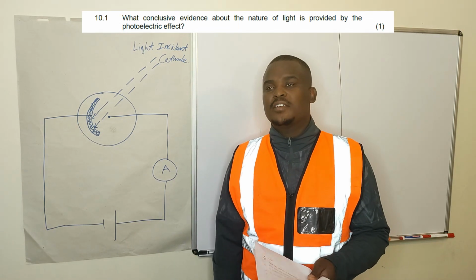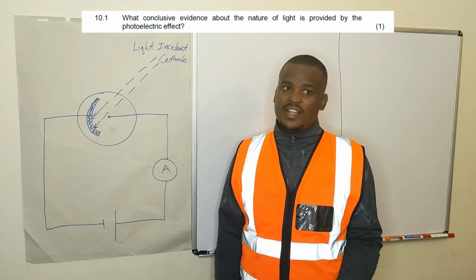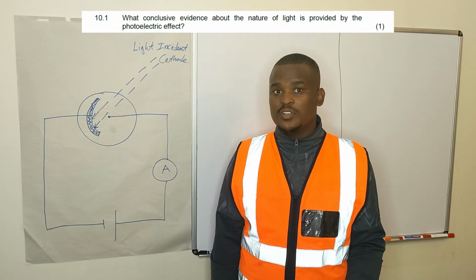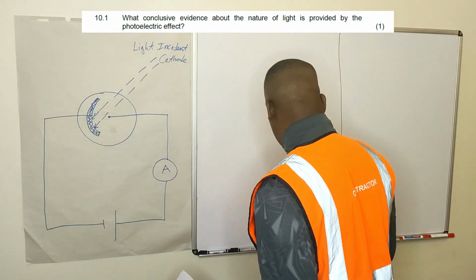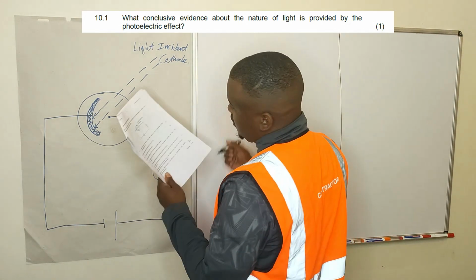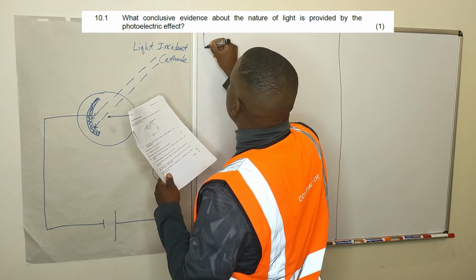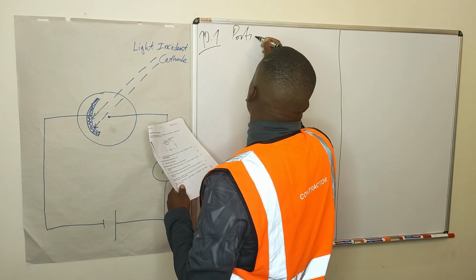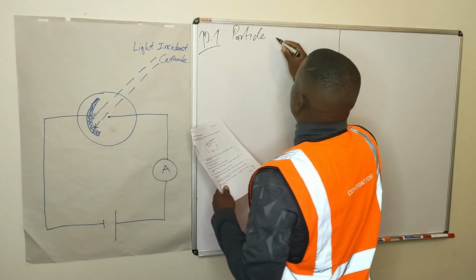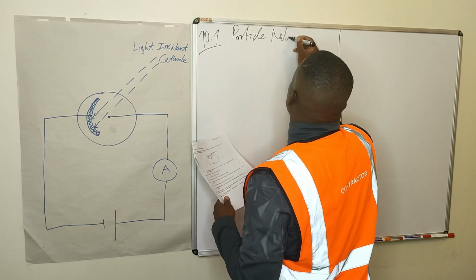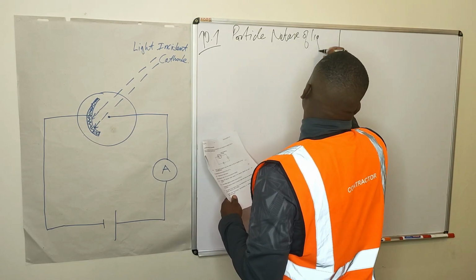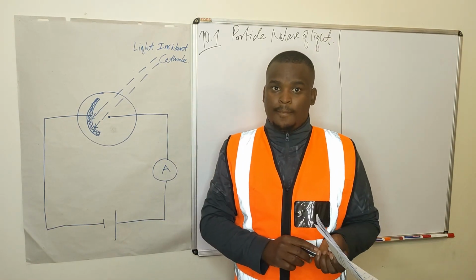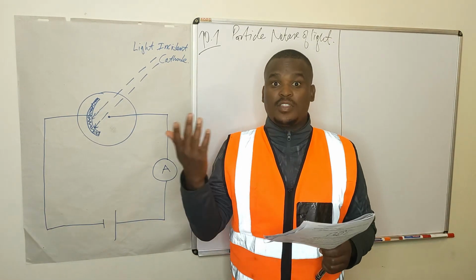So the photoelectric effect, we know from waves that light behaves as a wave, but the photoelectric effect demonstrates the particle nature of light. So it's the particle nature of light. So that light contains some particles. So the photoelectric effect tells us about the particle nature of light.